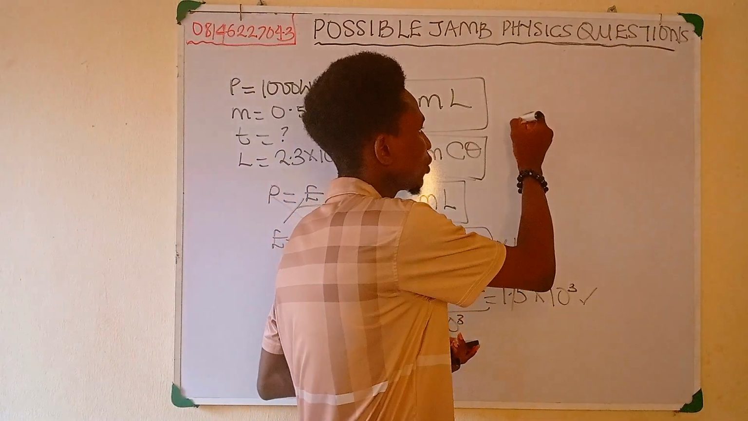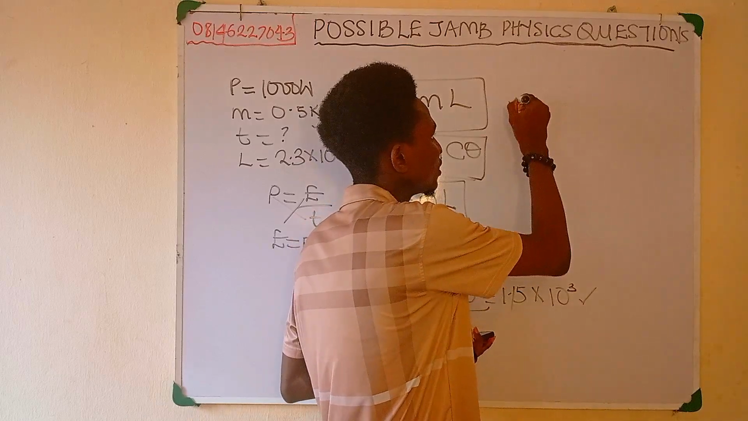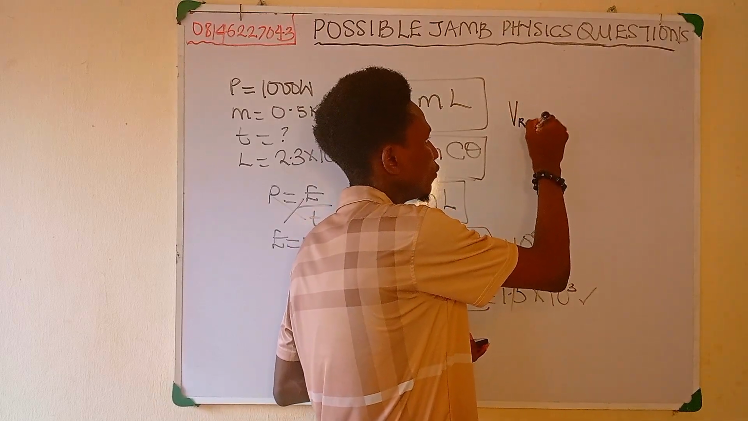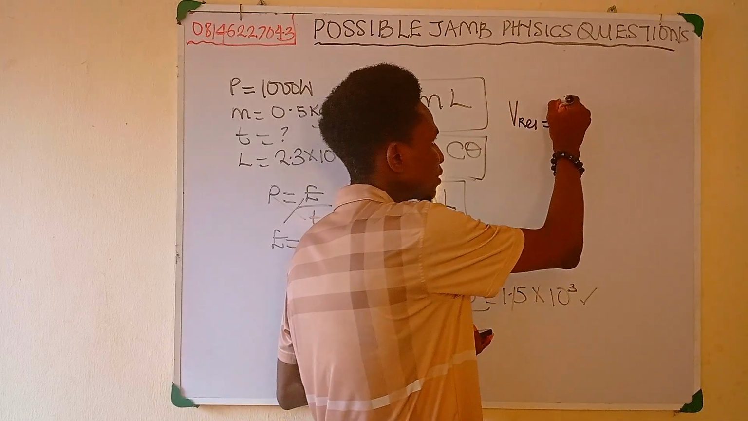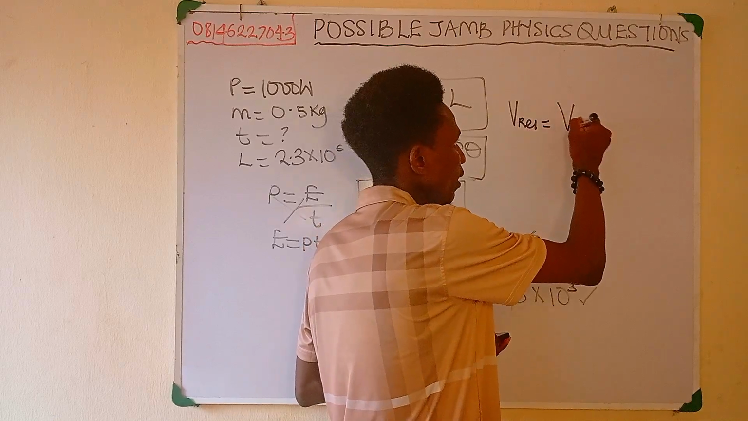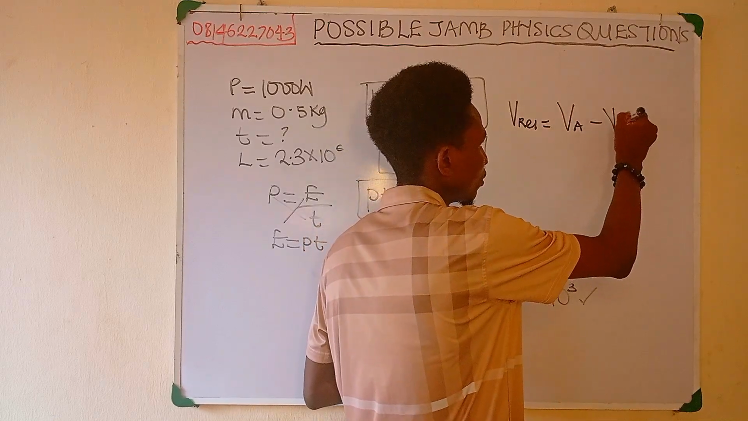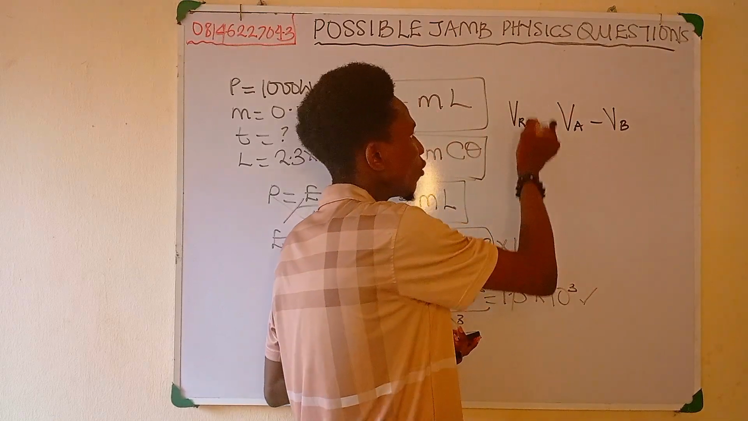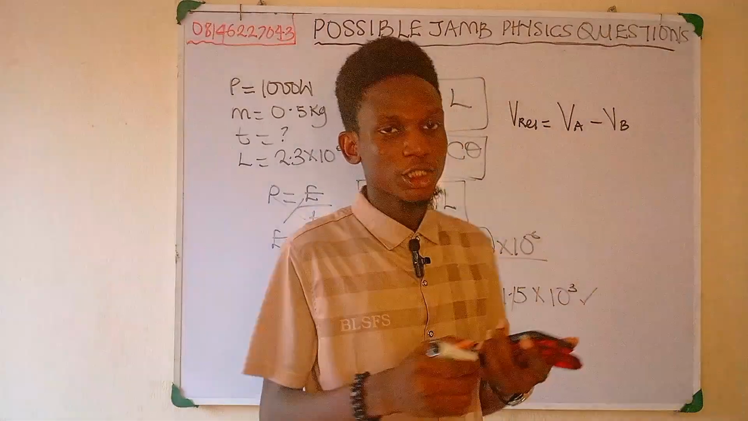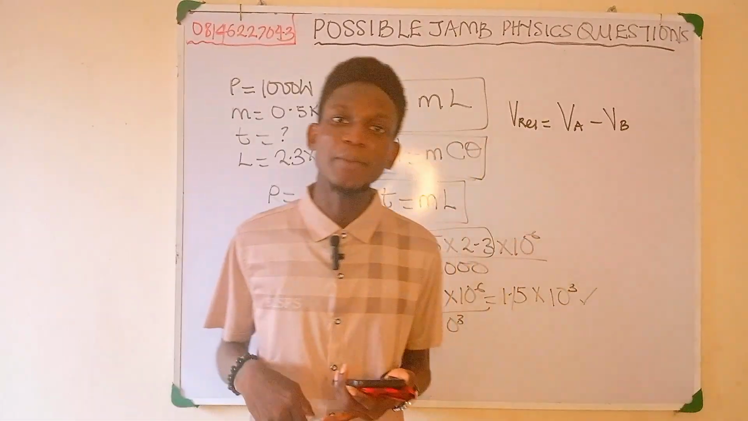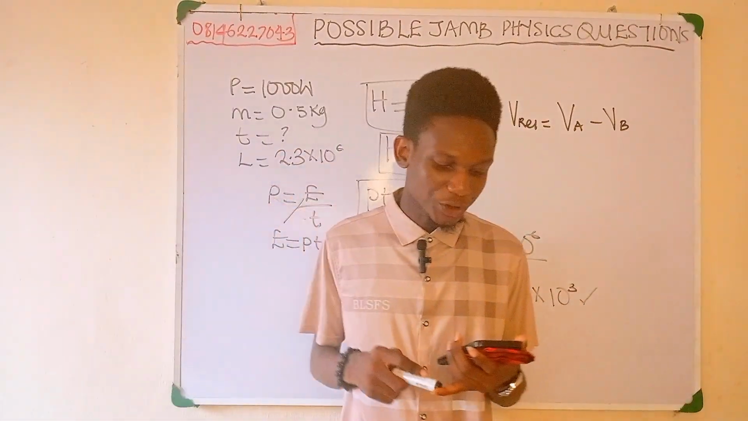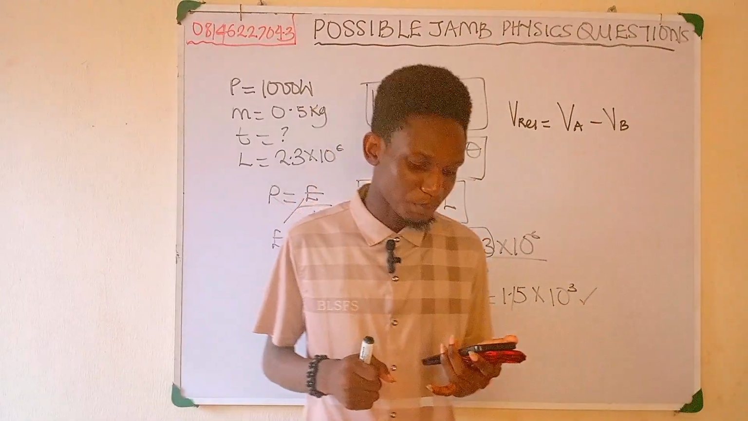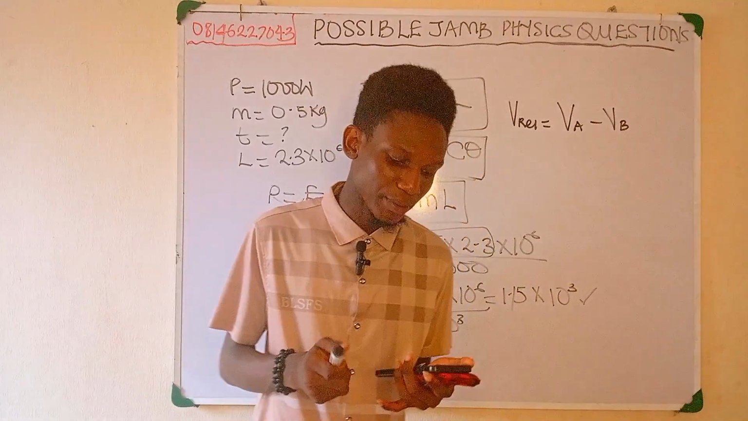It's what we call relative velocity. What is relative velocity? Relative velocity means A minus B. So the velocity of A with respect to B is going to be velocity of A minus velocity of B. Now, in this question, they say two cars moving in the same direction have speeds of 100 km/h and 130 km/h.